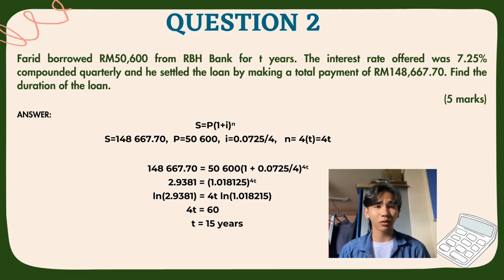We must use logarithms to bring down the 4T, the unknown T. We need to find T. After that, we just do a simple calculation, and then our team will get 15 years.